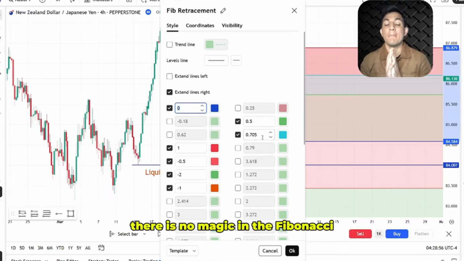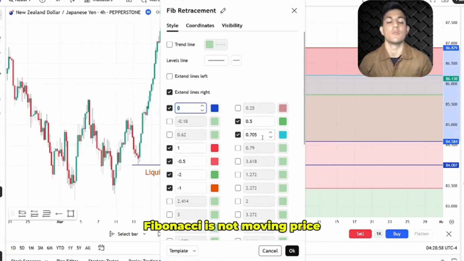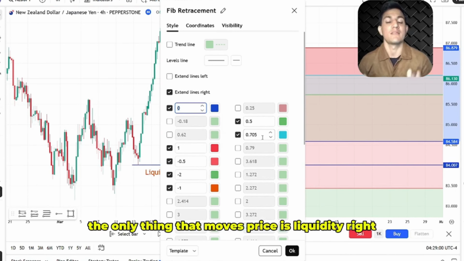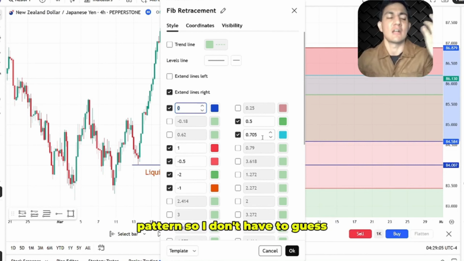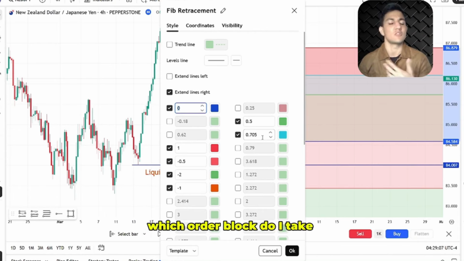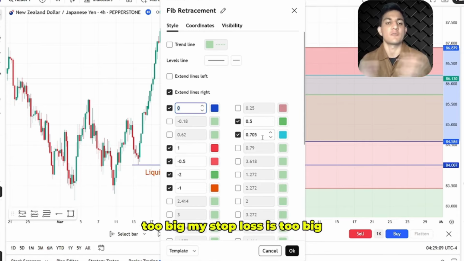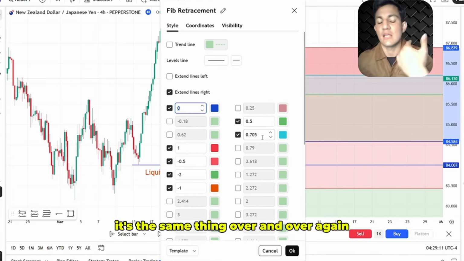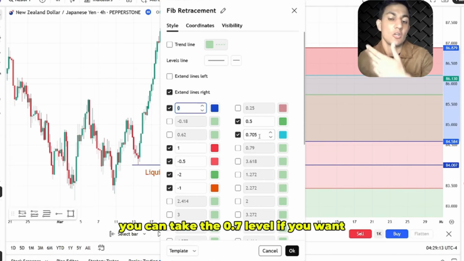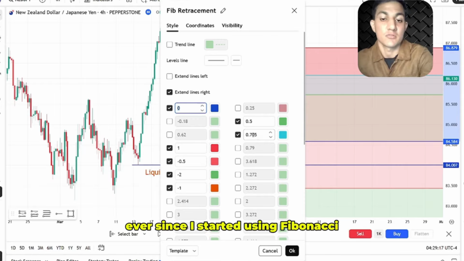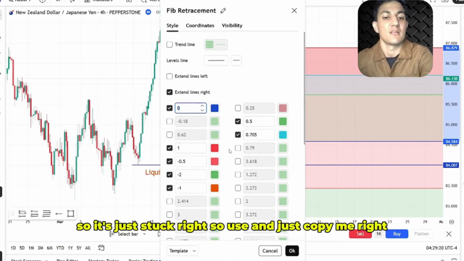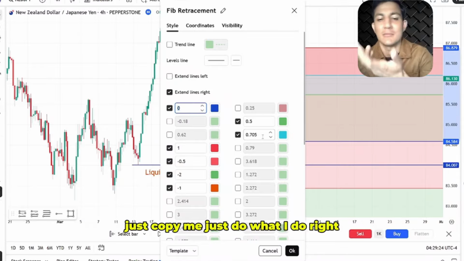There is no magic in the Fibonacci. Fibonacci is not moving price. The only thing that moves price is liquidity. It's really important. This just gives me an easy entry pattern, so I don't have to guess which fair value gap, which order block do I take? Oh, this fair value gap's too big, my stop loss is too big. It's the same thing over and over again. And you can take the 0.7 level if you want, but for me, ever since I started using Fibonacci, this has just been my setting, so it's just stuck. So just copy me, and just do what I do.